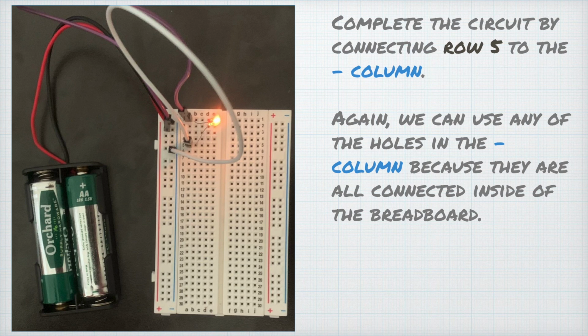Use another jumper wire and connect row 5 to the negative side of the battery. As we verify your circuits, each light bulb should light up. And finally, everything in blue is connected.